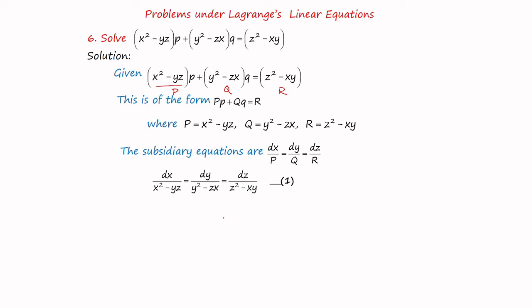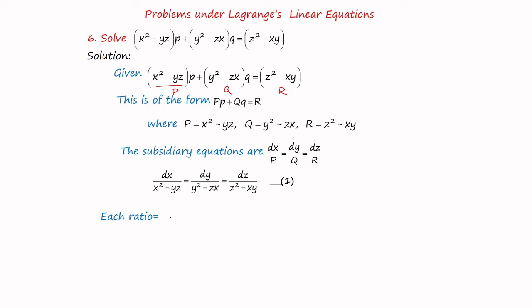Here grouping is not at all possible. When comparing these two terms, no term gets cancelled. Here also no term gets cancelled, and when comparing first and last, also no term gets cancelled. So in such cases, we have to proceed in another way. I'll show you how to get the answer for this type of problem. And directly we can't use the method of multipliers here, so we will check how to do that.